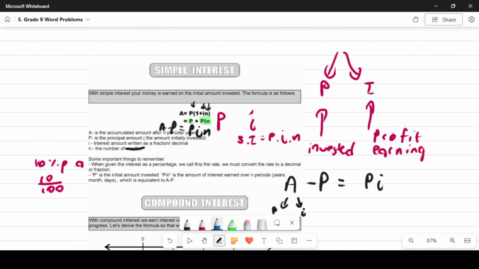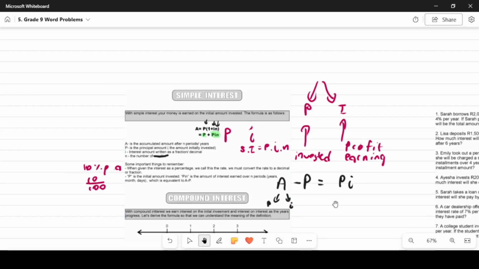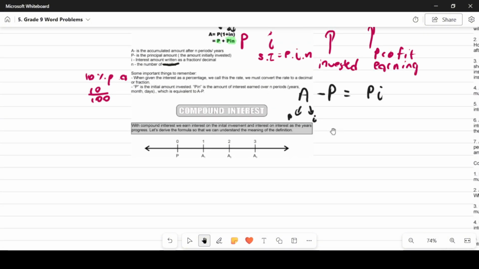This A value includes both the amount that you invested and the interest. And this is the amount that you invested. So if you take out the P from both, you get I. So the interest that you collect in this investment or whatever is PIN. And you can obviously use this in many contexts. It's not only limited to the context of investments, right? It can also be on loans and whatever the case may be.